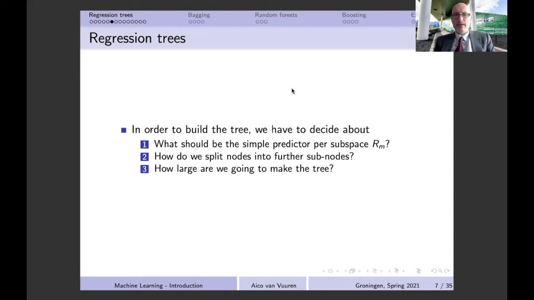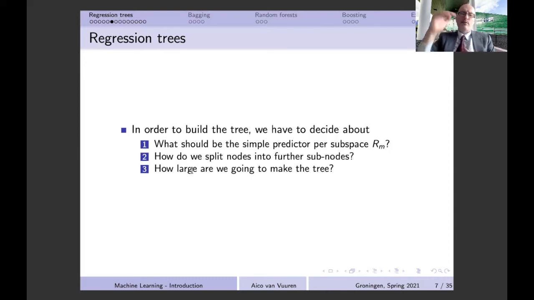Generally we then have to make a couple of different decisions. The first decision that we have to make is what should be the simple predictor per subsample Rm. The second question that we have to ask is how do we split nodes into further subnodes? And then the final question that we have to answer is how large are we going to make the tree? What I'm going to do is focus here on the first two questions, especially on this one over here. I'm not going to say too much about this third question.